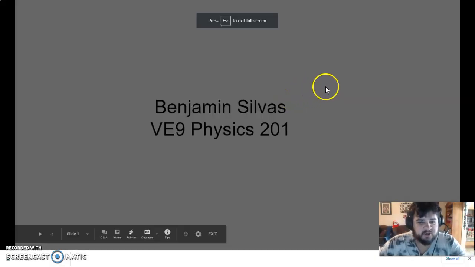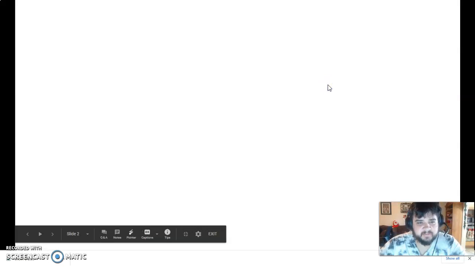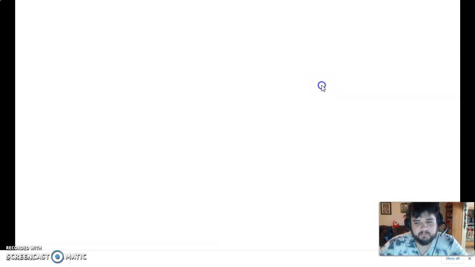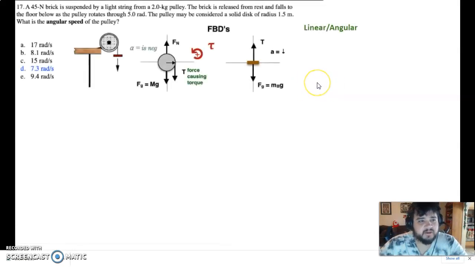Okay, so I'm going to be solving this physics problem. Today, it's a problem that has to do with a pulley and a brick attached to it by a rope, and it has to do with angular velocity. In this chapter, we've covered angular momentum and a couple different things, but I'll go ahead and get started with the problem.